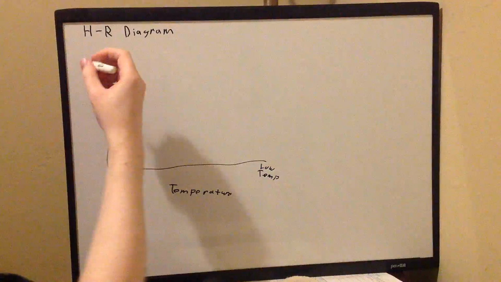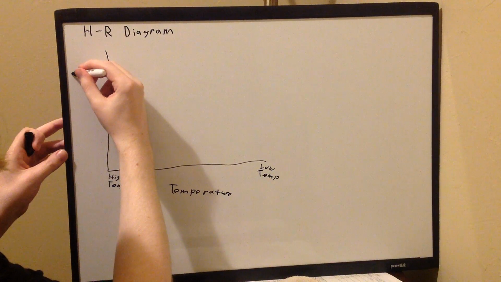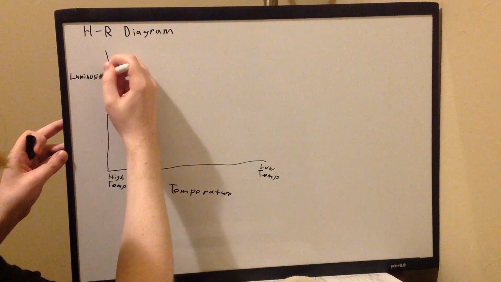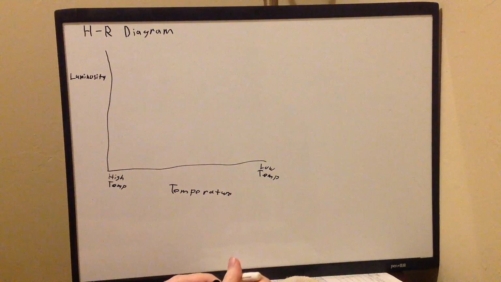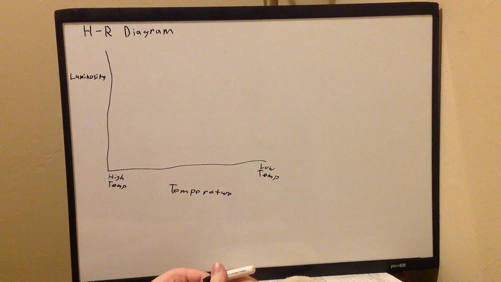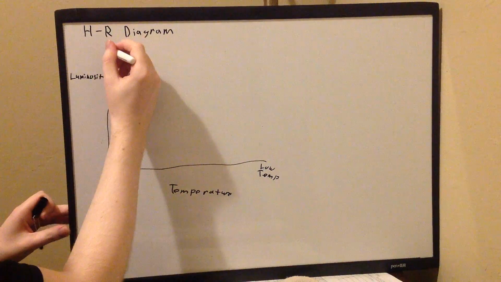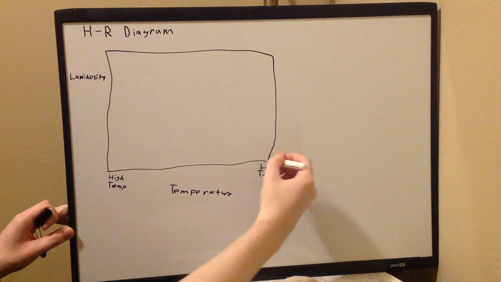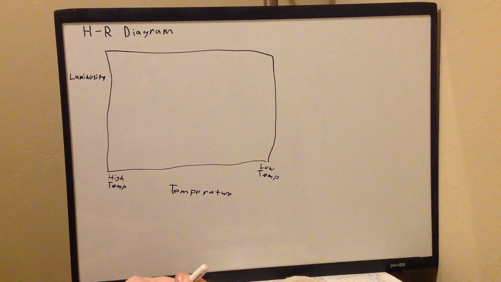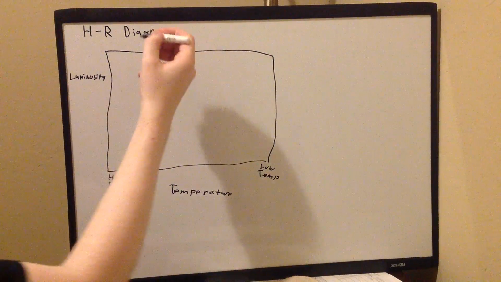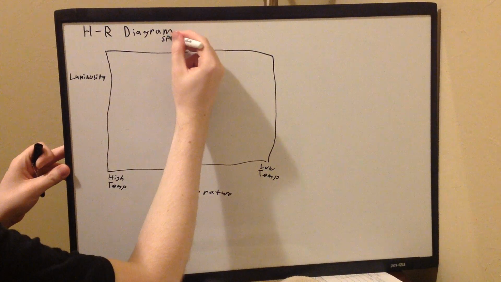Now the y-axis is luminosity, the amount of light the star gives off. However, the HR diagram is kind of funny. It sort of has not just one x-axis, but two x-axes and two y-axes. In the context of stars, we can not only talk about temperature, we can also talk about the spectral type.